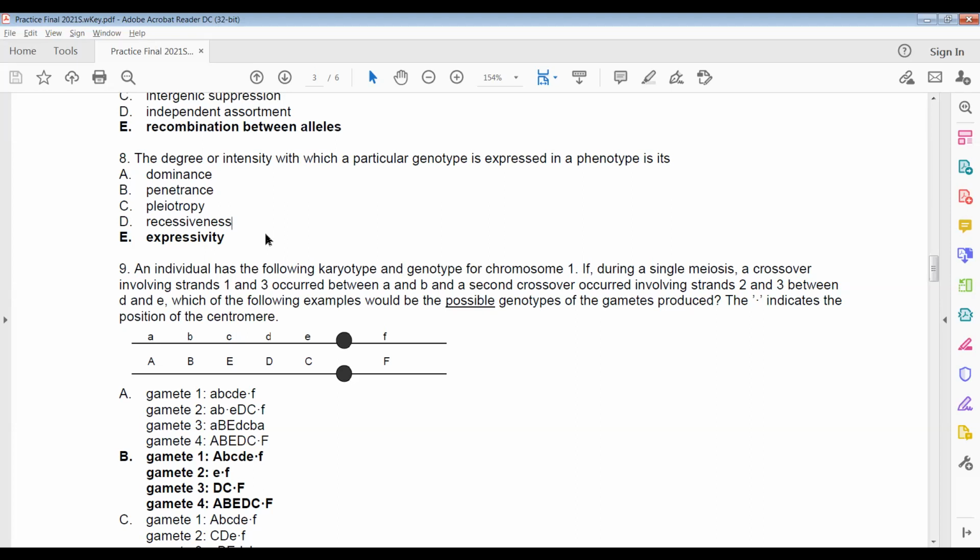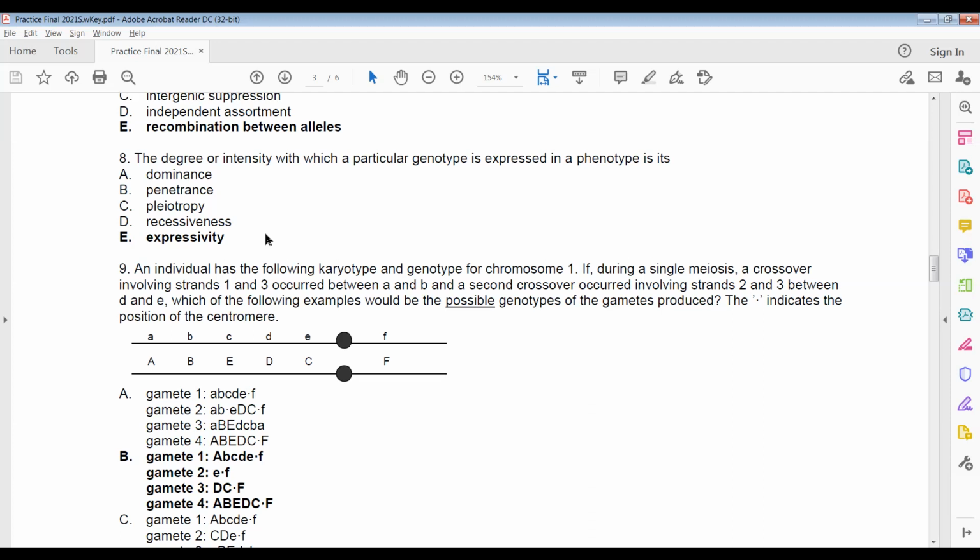However, if both individuals show blue, but one is dark blue and the other is light blue, then when I ask you what the penetrance is, it's still 100%, but the expressivity is different, because the dark blue color is more expressed than the light blue.